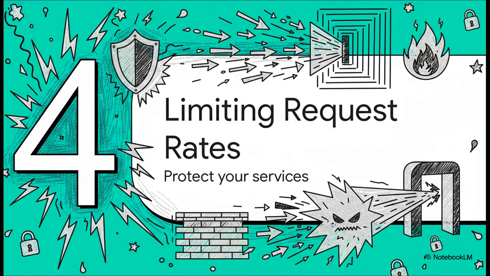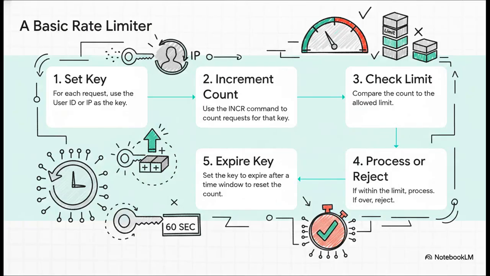Okay, moving on to number 4, rate limiting. This is all about protecting your services. Think of it as a bouncer for your API, making sure no single user can overwhelm your system, whether they're doing it on purpose or by accident. And with Redis, building a basic rate limiter is surprisingly easy.